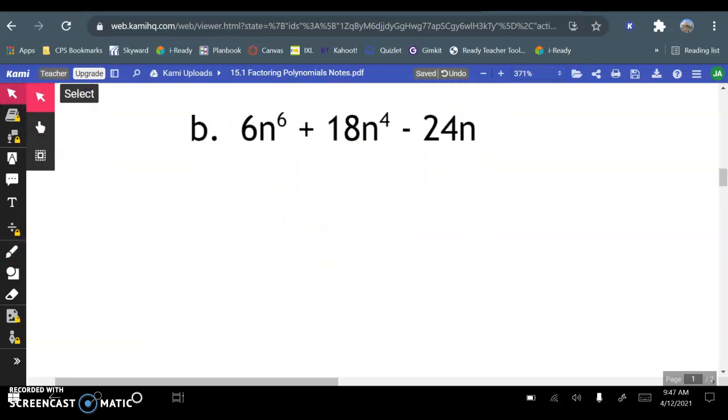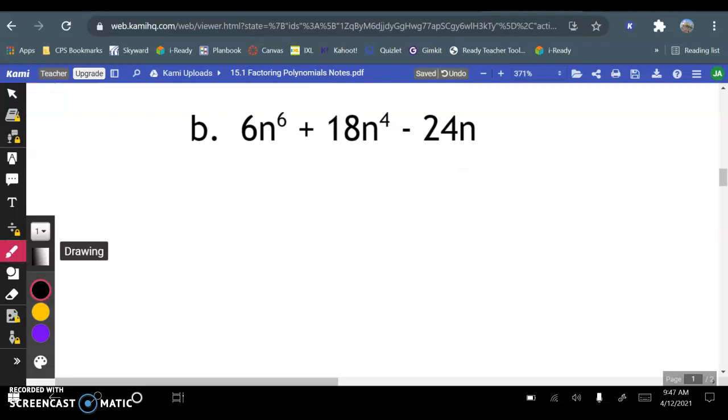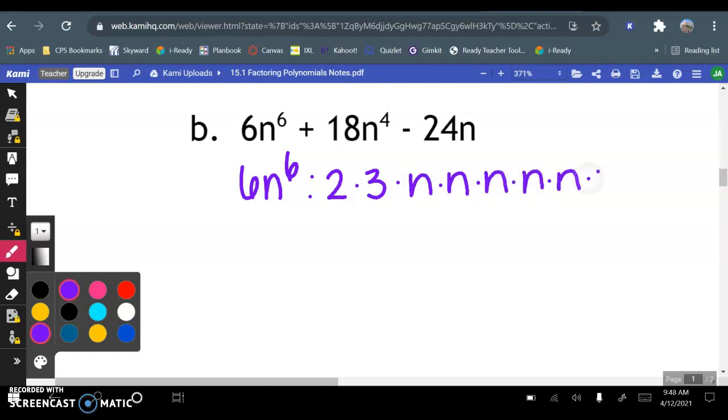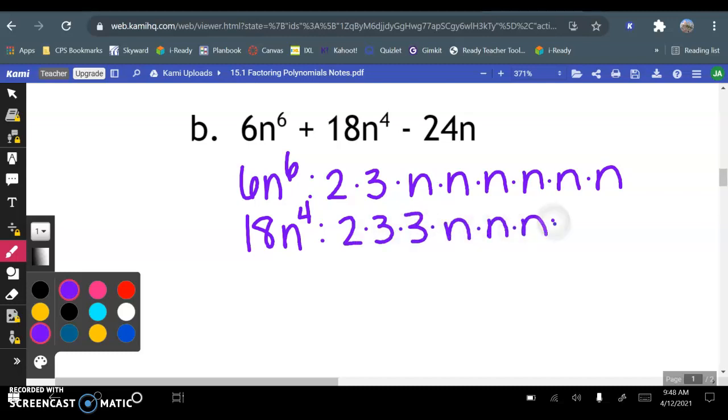So another example here. Instead of 2 terms, we have 3. So 6n to the 6th. 6 is 2 times 3. And n to the 6th just means 6 of those. And then 18n to the 4th. 18 is 2 times 9. And 9 is 3 times 3. And n to the 4th. So 4 of those.